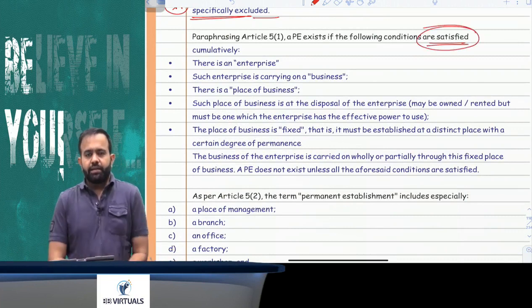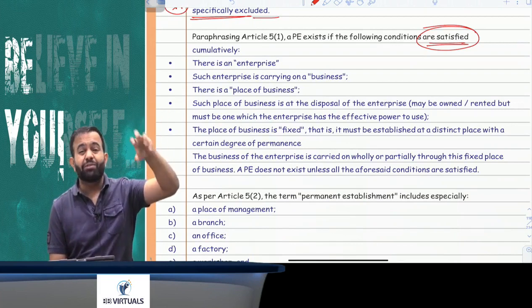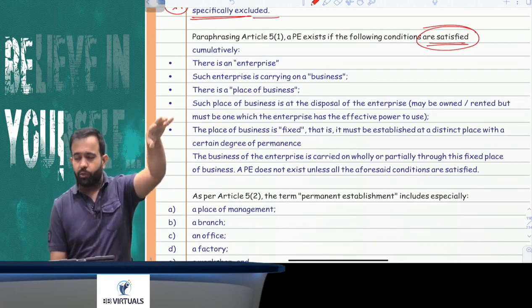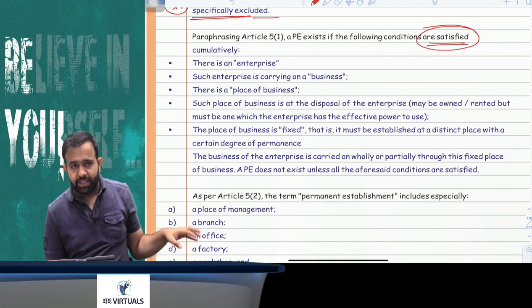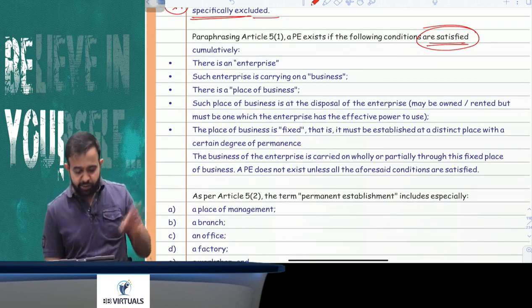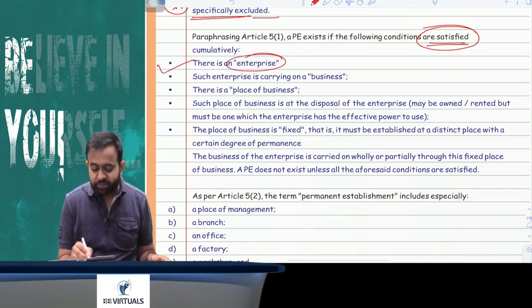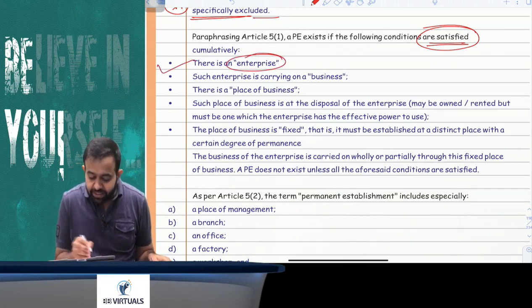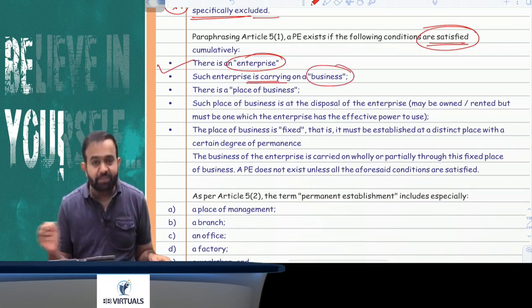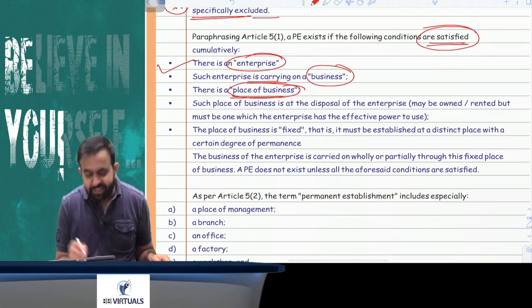Means when, suppose any Indian company is having some branch in a foreign country, when will it be treated as PE? Or suppose a US company is having any existence in India, when will it be treated as PE? So if this much condition is satisfied. First condition, there is an enterprise. Such enterprise is carrying on business. Second condition, there is a place of business in the other country.